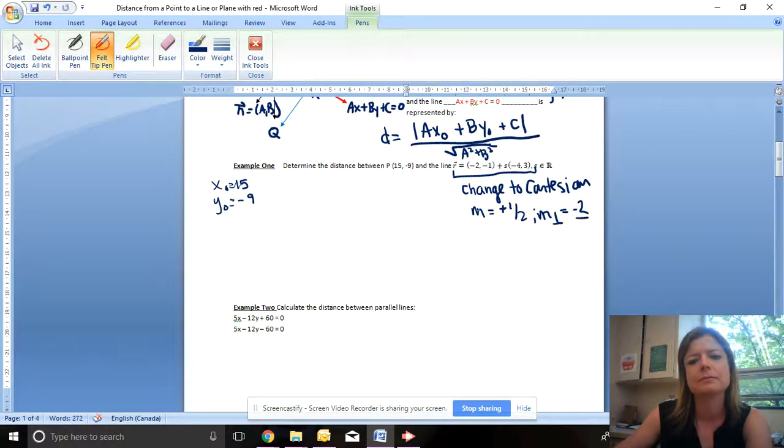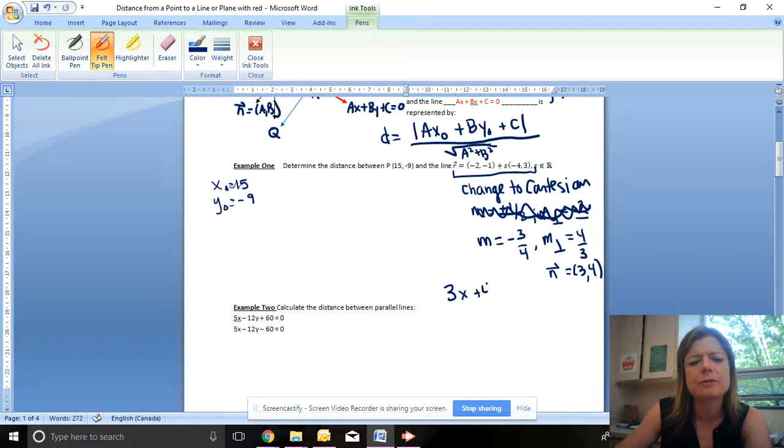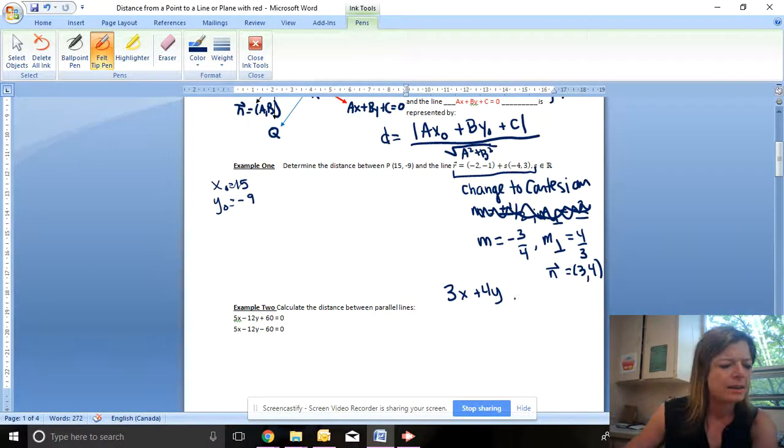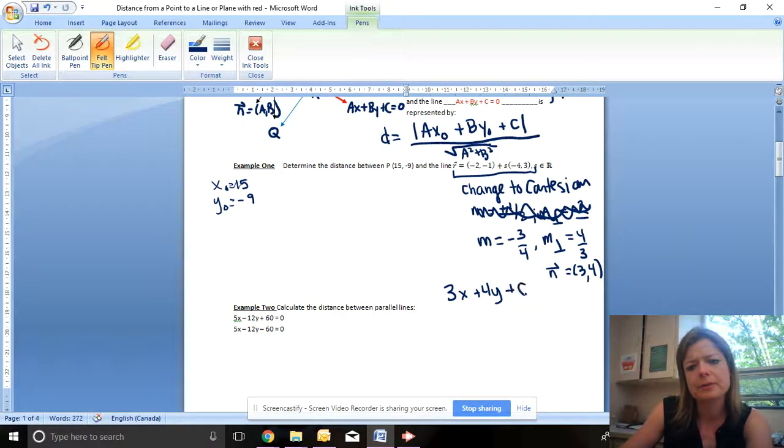Oh, sorry, I did that wrong. I apologize. That's the direction vector, so the slope is negative 3 over 4. There we go. So the slope of the perpendicular is positive 4 over 3, and the normal vector is (3, 4). So we have 3x plus 4y plus c equals 0. Then you can put the point (negative 2, negative 1) in, and you'll find that c is equal to positive 10.